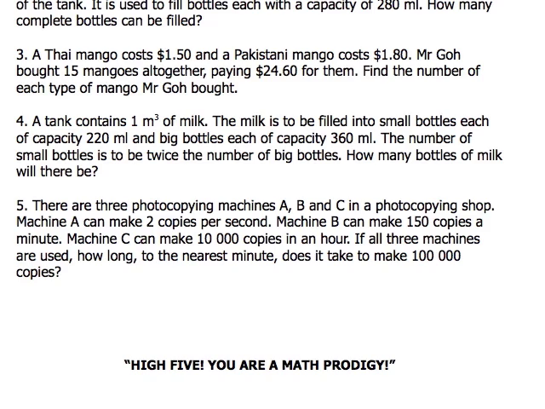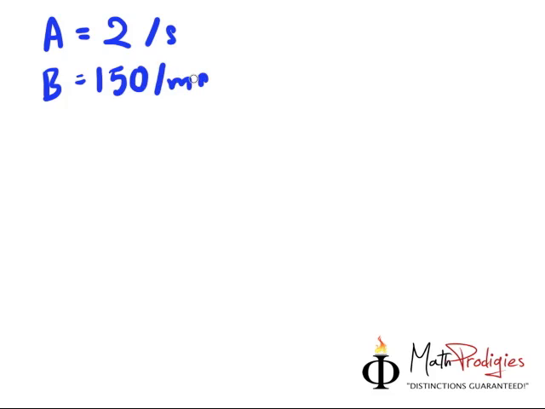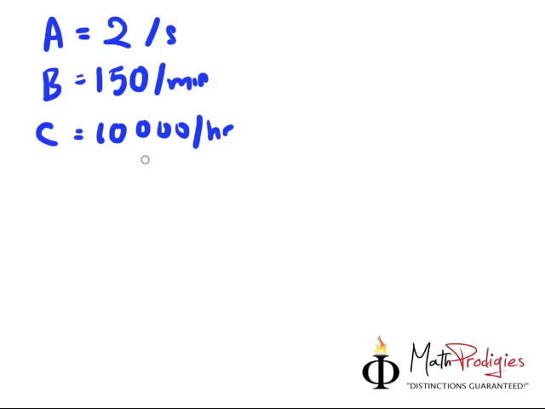Alright, so I read that a bit too fast. So A and B and C. A can make 2 copies per second. B can make 150 copies per minute. And C can make 10,000 copies in an hour. So to make 100,000 copies, how long will it take?